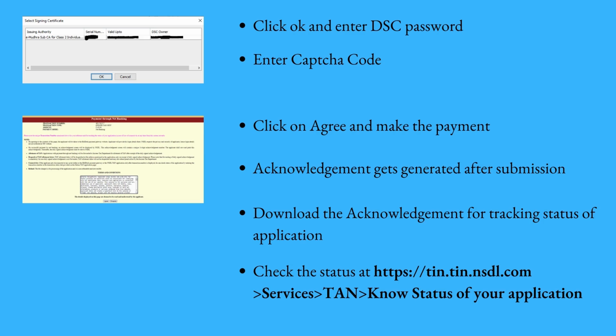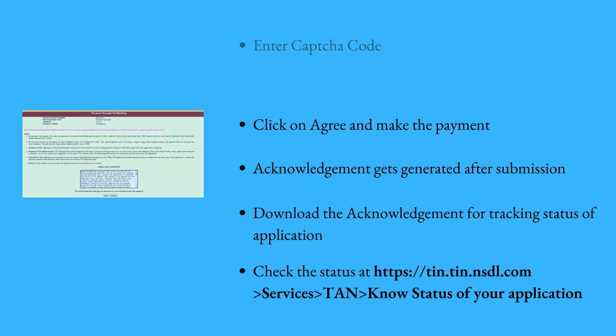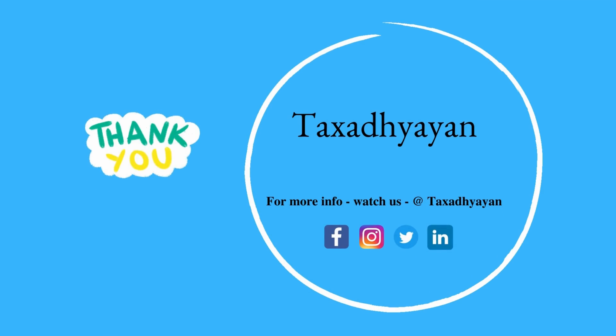Acknowledgement gets generated after submission. Download the acknowledgement for tracking the status of the application. To check the status, visit the NSDL website provided in this slide and click on Services, select TAN and click on Know Status of your application. Hope you got to know how to apply for TAN.